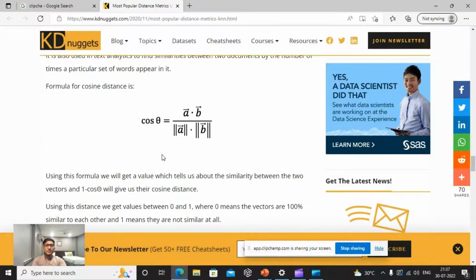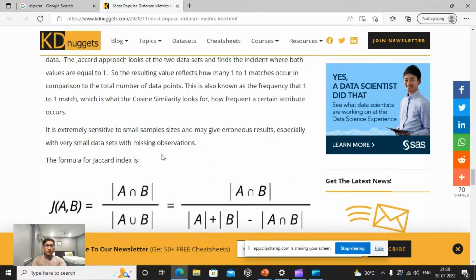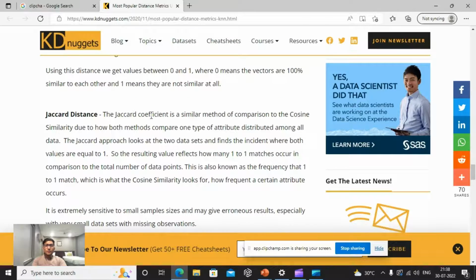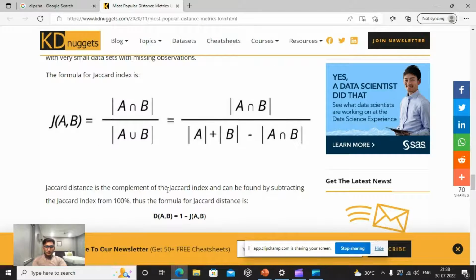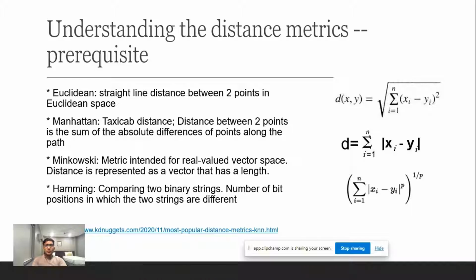Besides Euclidean, we have cosine distance, we have the Jaccard distance. So what is Jaccard distance? The Jaccard coefficient is a similar method of comparison to cosine similarity, in how both methods compare. The Jaccard approach looks at two data sets and finds the instances where both values are equal to 1. Let's not go into the details of it, just understand some of the basic distance metrics that we primarily use.